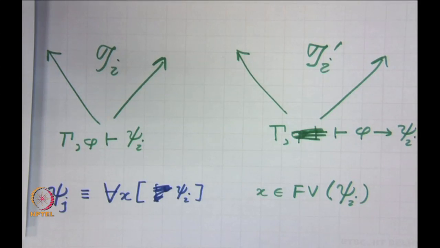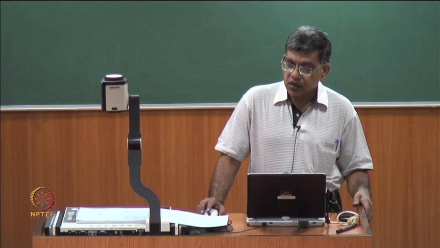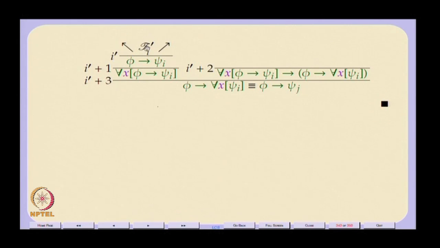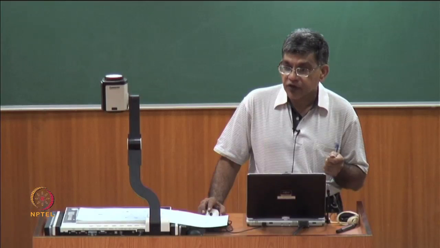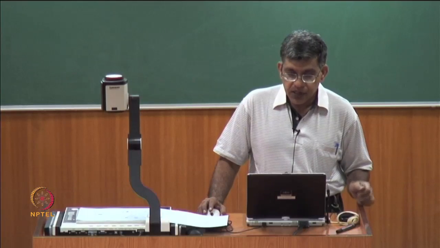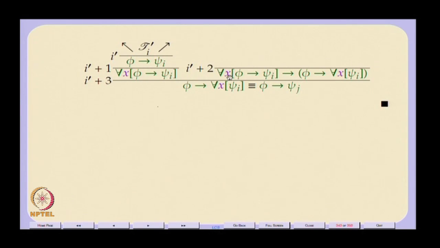So then what you have is, I start with this psi j, and I start with this Ti prime, which proves phi arrow psi I, and I generalize it to get for all x phi arrow psi I. And I can apply universal generalization here, because x is not a free variable of phi, and it's not a free variable of gamma, and so I can do this generalization. I had a new axiom which says for all x phi arrow psi I, arrow phi arrow for all x psi I, right?